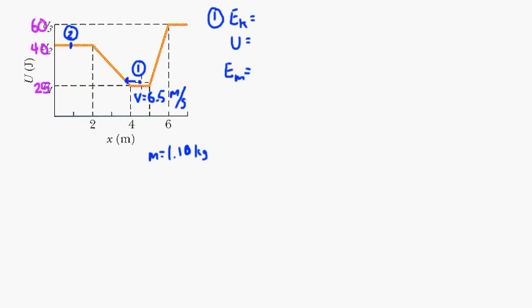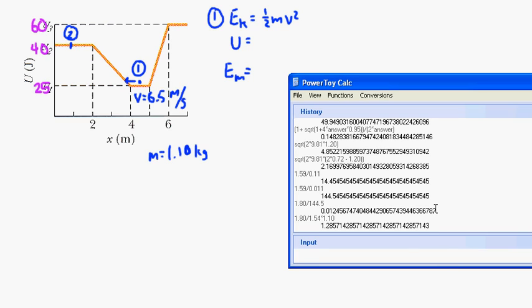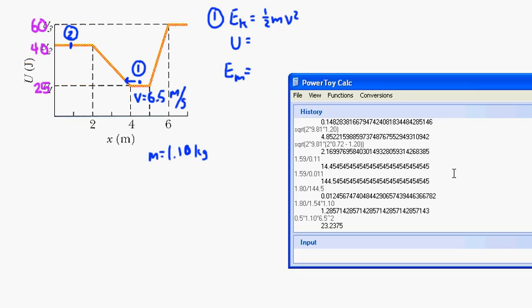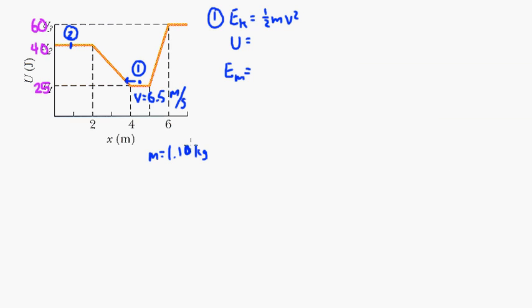So let's just start by calculating these. So mechanical energy at the beginning is going to be 1/2 mv squared. And I'm actually going to go ahead and calculate this. So 1/2 times m times 6.5 squared gives us 23.24 joules. Okay, so that equals 23.24 joules. Potential energy at this point, well, this you just read off the plot.